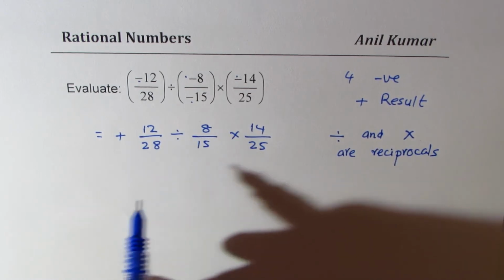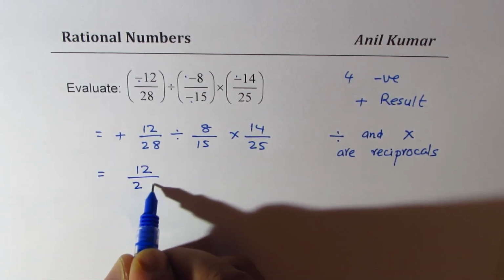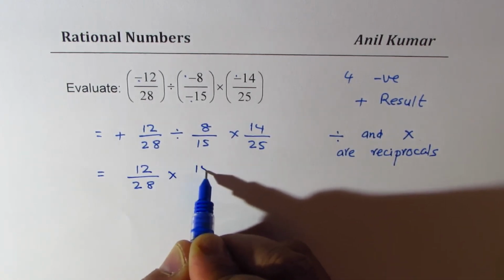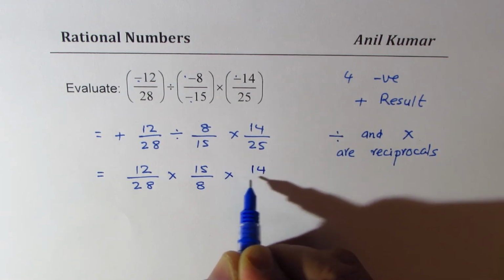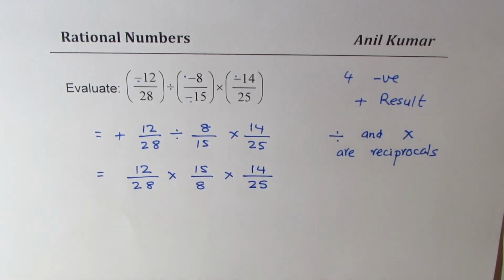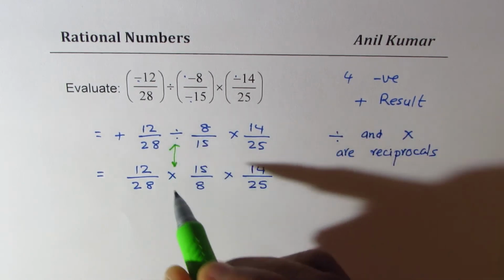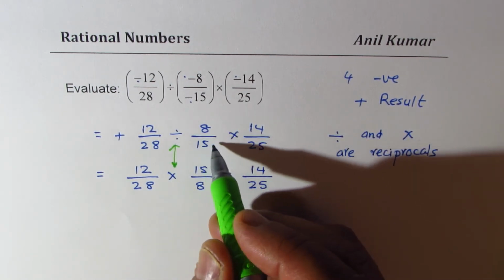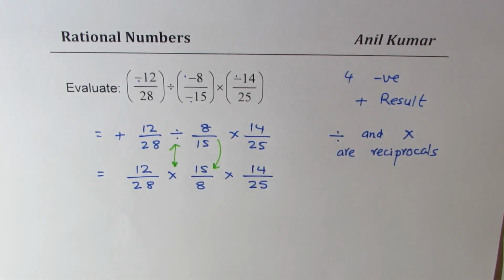So we are going to flip this. So we could write this as 12 over 28 times 15 over 8 times 14 over 25. Do you notice this, that we change division to multiplication and we flipped this? So that is the change we did. And now we will do our simplification, correct?